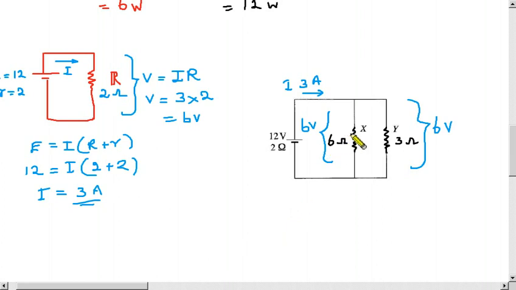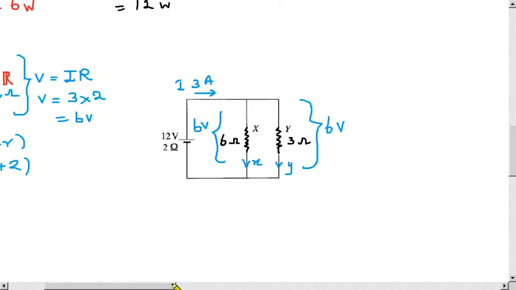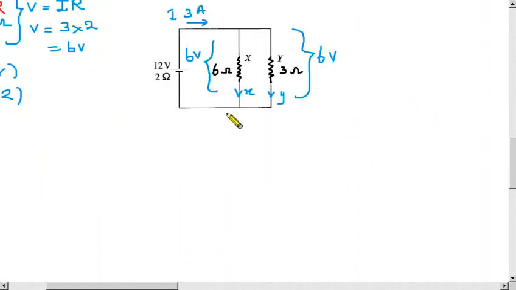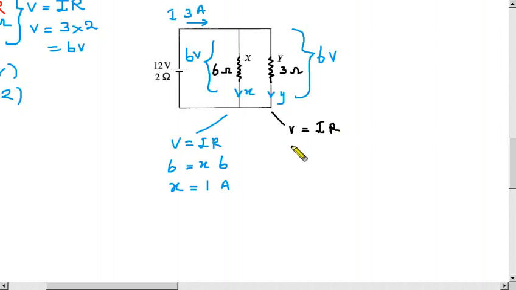Then say the current is X here, say the current is Y here, assume like that. So you can again use the V equals IR equation. We know the voltage is 6, the current X we don't know, R is 6, then X is 1 ampere. Then again apply V equals IR to this right side resistor. We know the voltage is 6, the current is Y, R is 3, so Y is 2 ampere.